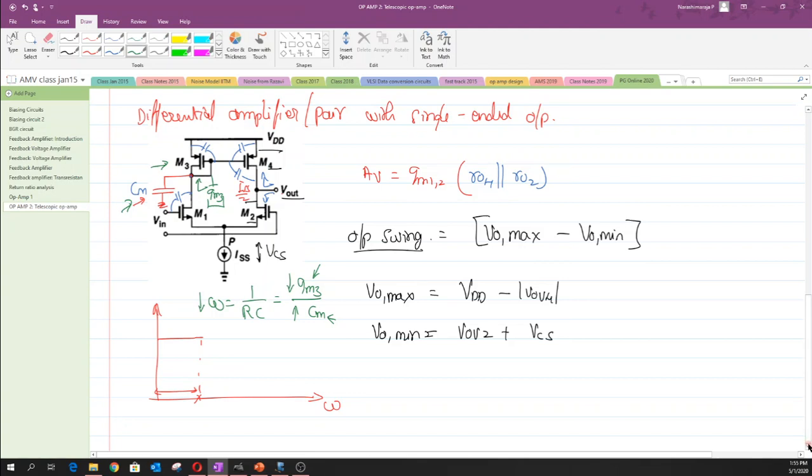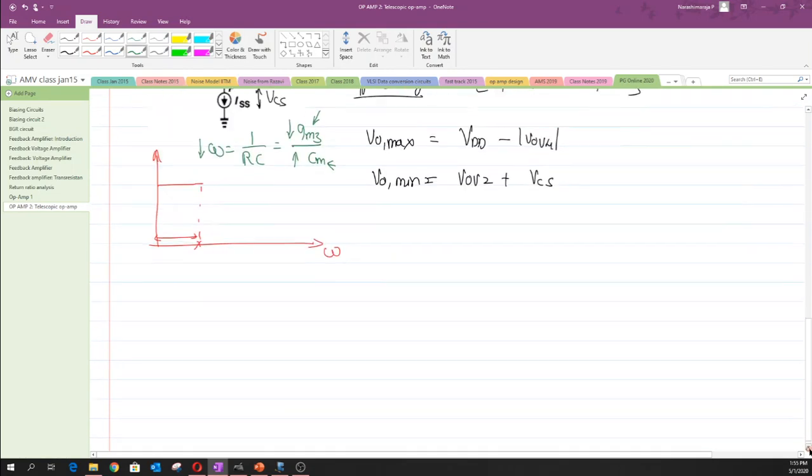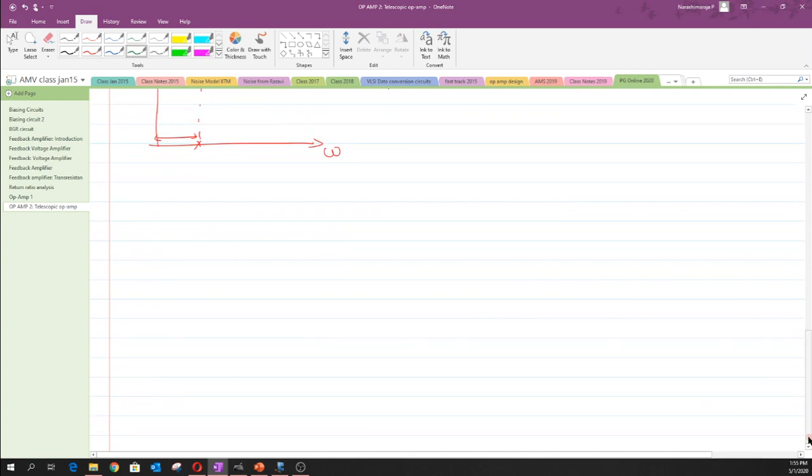So now that we have got enough review to discuss the telescopic op amp, let me begin with the different circuit topologies that exist, and among the circuit topologies today we will focus on what is known as the telescopic op-amp circuit topology.